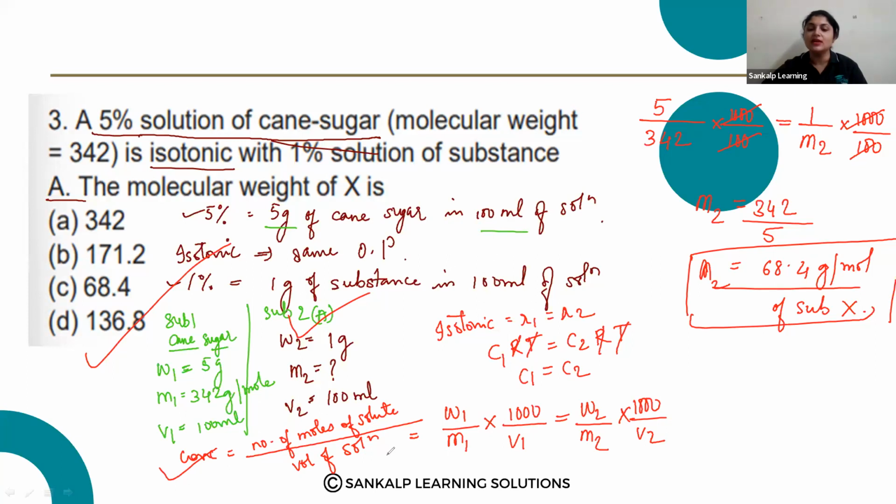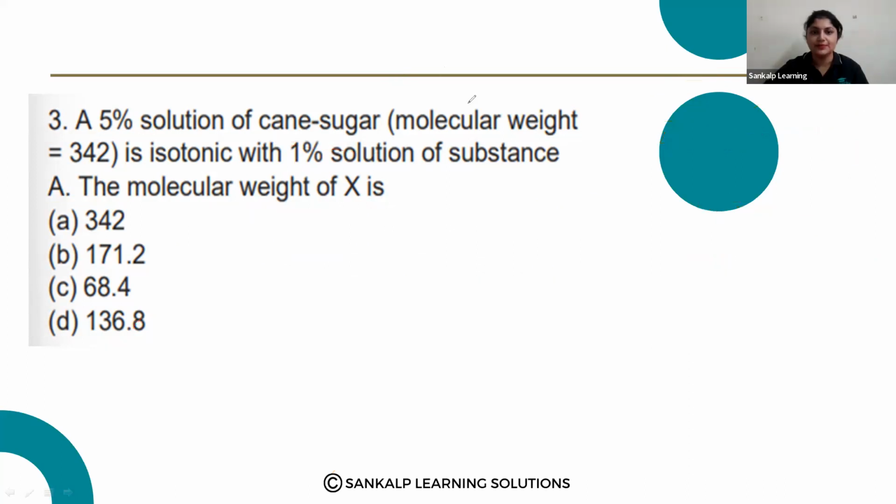The formula is W1 divided by M1 into 1000 divided by V1 is equal to W2 divided by M2 into 1000 by V2. After solving, you substitute this and you get M2. So this is the way you are going to solve it. I hope you are writing down the things. Yes, understood? Yes, ma'am. Okay, we'll go for the next question.